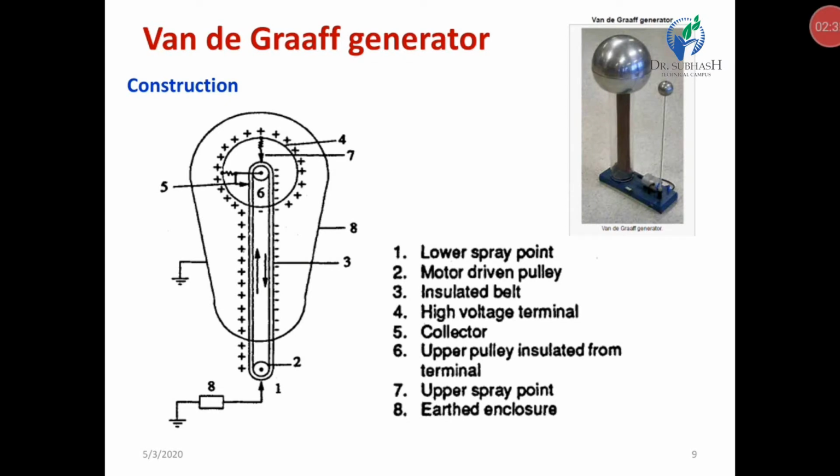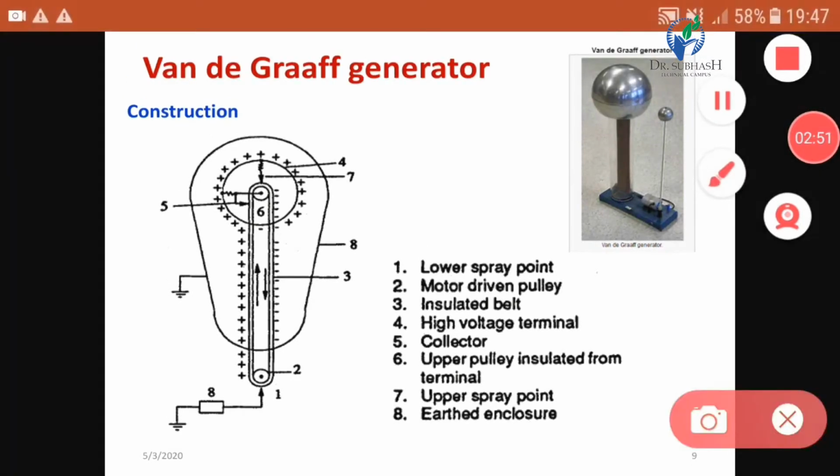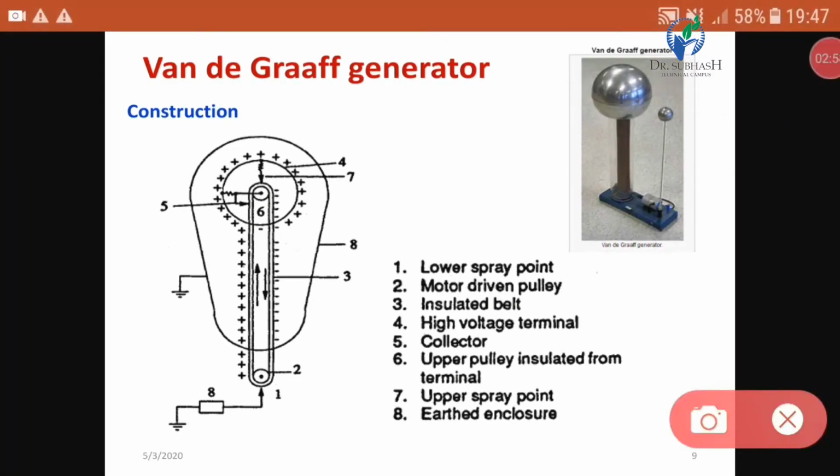5th one is collector. 6th one is upper pulley insulated from terminal. 7th one is upper spray point. And 8 is earthed enclosure. So these are the parts of the Van de Graaff generator.